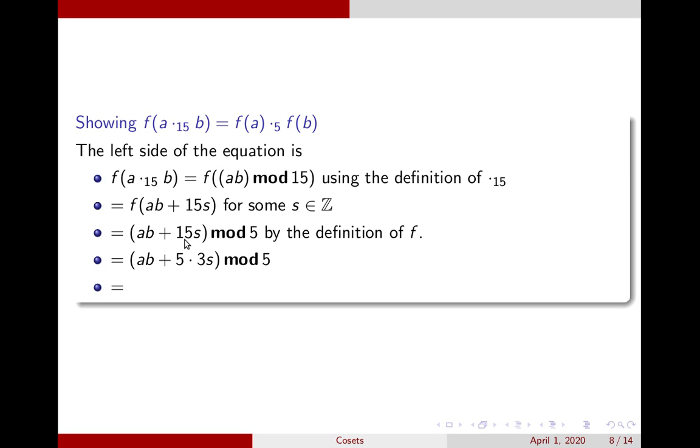Okay, just rewrite the 15 times s as 5 times 3s, just to emphasize that this is a multiple of 5. And then by the inserting and deleting multiples of m lemma, we can delete the 5 times 3s. a times b mod 5. This is probably as simple as we're going to get the left-hand side.